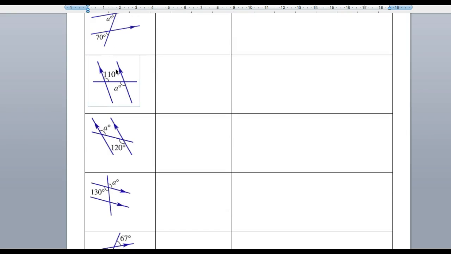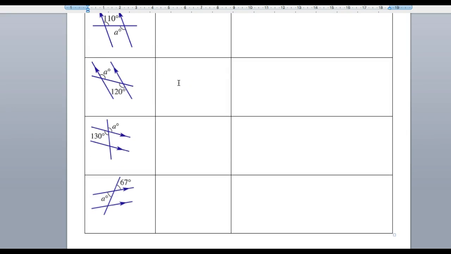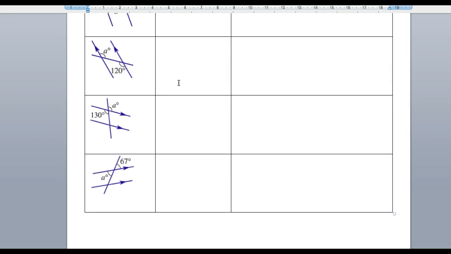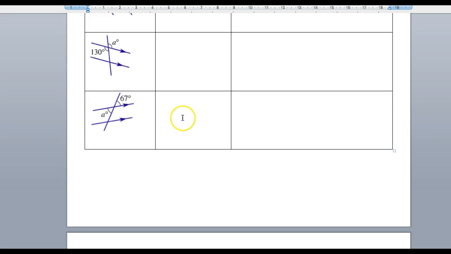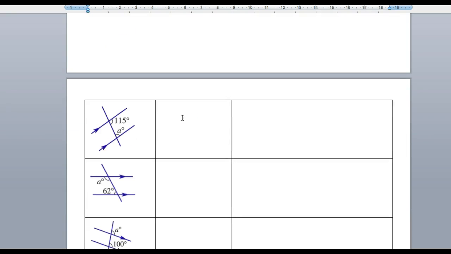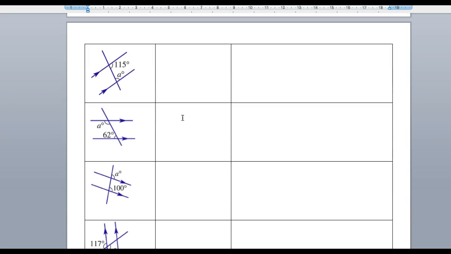Okay, so for the next few, I want you to have a look at it. So this one here and this one here, they look both corresponding. This one here, okay, so we've done these ones before. That's a vertically opposite, and then we have another vertically opposite. Okay, the next two are co-interior.